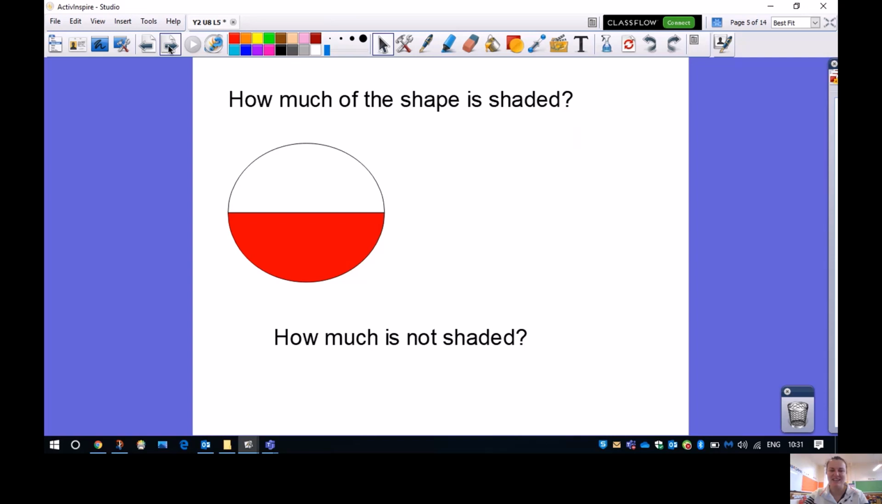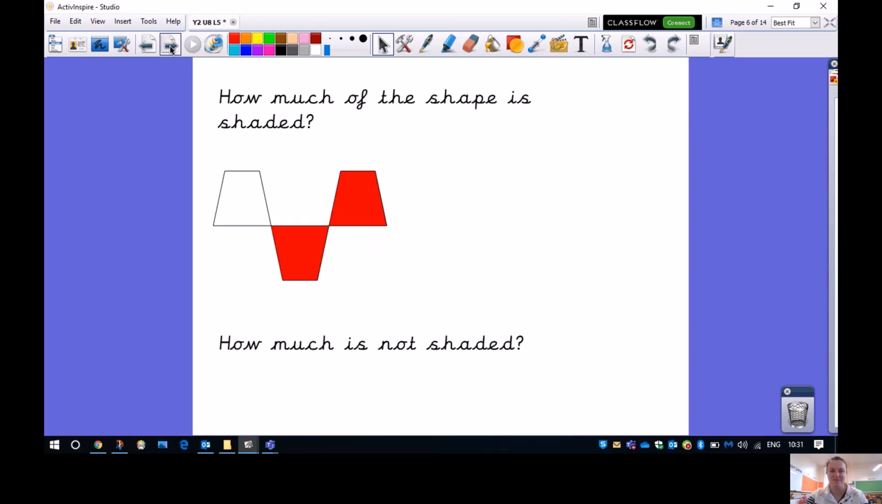If you said that 1/2 of the shape has been shaded and 1/2 of the shape has not been shaded, you would be correct. This shape has been split into 2 equal parts, which we call halves, and 1/2 has been shaded and the other half has not been shaded. Your turn again. Pause the video in 3, 2, 1.